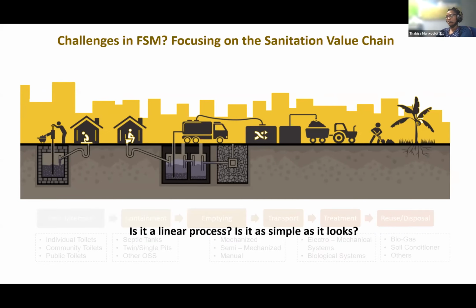Now you ask yourself a question. That looks like it's a process of coming from interface, containment, emptying, transport, treatment, and disposal. It looks like it's quite an easy thing to do. Is it a linear process? Is it as simple as it looks? I think that's the question in one's mind. But the answer is maybe not, or maybe it is once you understand what you are trying to uncover.